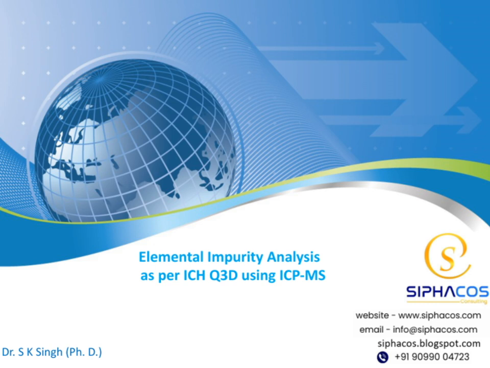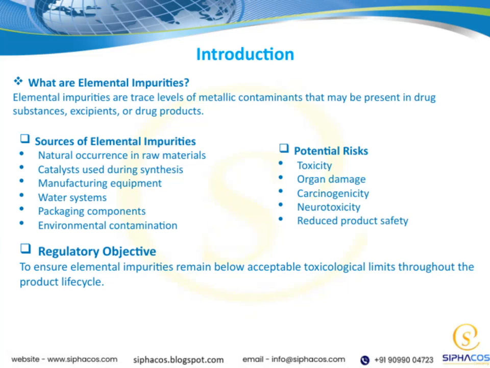Let's get started. Our goal here is clear: to keep elemental impurities well below toxic limits throughout a product's entire life cycle. Why? Because these impurities can cause serious risks, toxicity, organ damage, even cancer or neurotoxicity. They threaten product safety. So what exactly are elemental impurities?